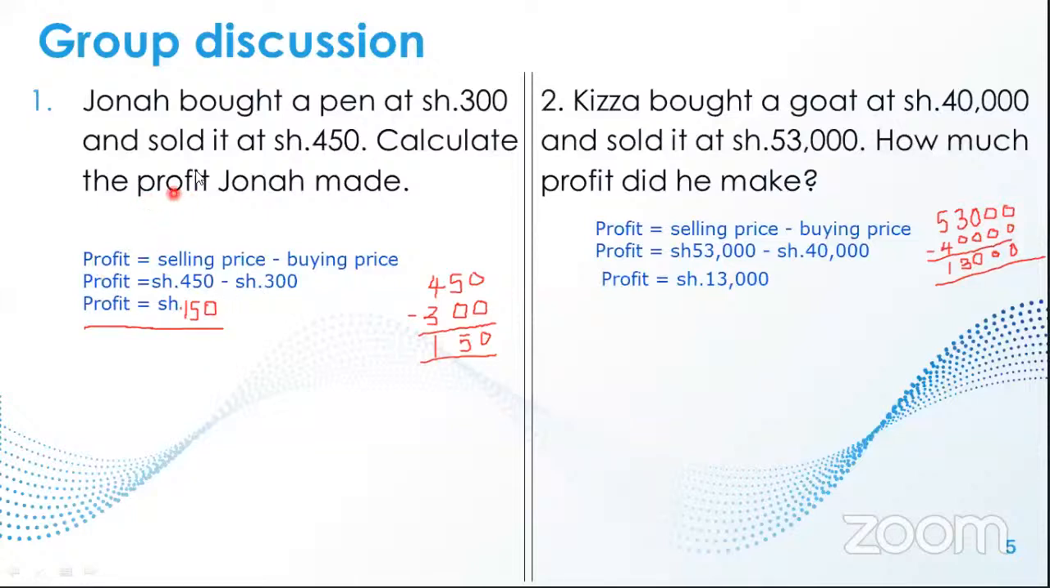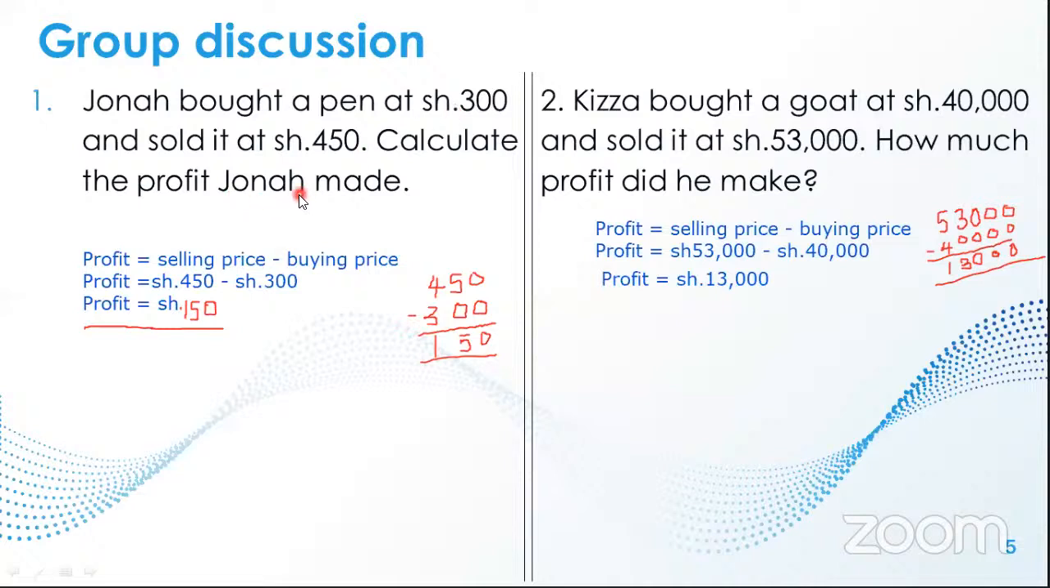Now, in number one, they are saying Joanna bought a pen at 300 shilling. Bought here is the buying price, and she sold it at 450 shilling. Now they are asking you to calculate the profit. I told you that profit is the money that you get after selling something at a price more than the price you used to buy.